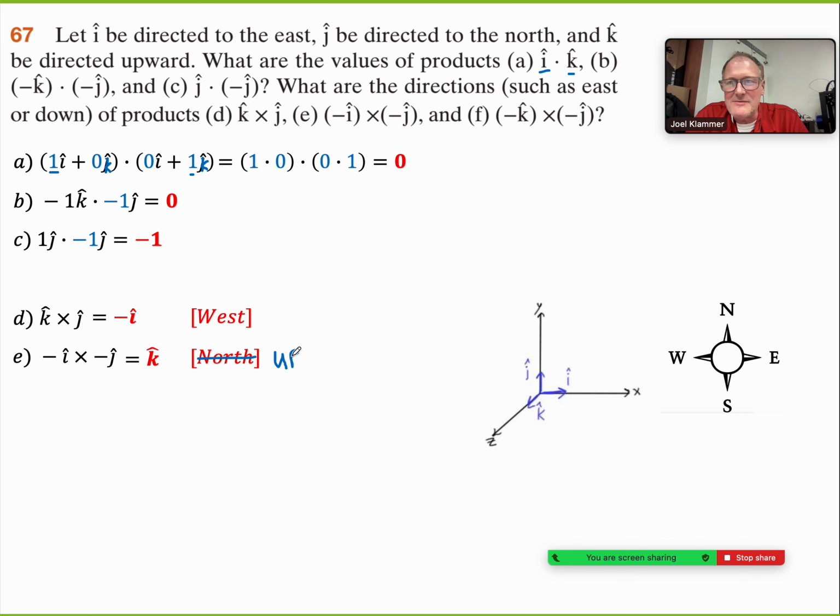And then find the last one, negative k cross negative j. Negative k would be pointing into the screen, and then going to negative j, that would be downward, and I get an answer of, again, negative i, which again would be west. Hopefully that makes sense to you.